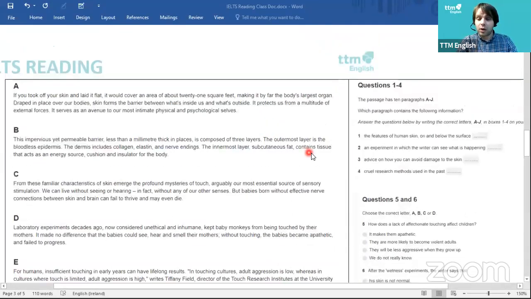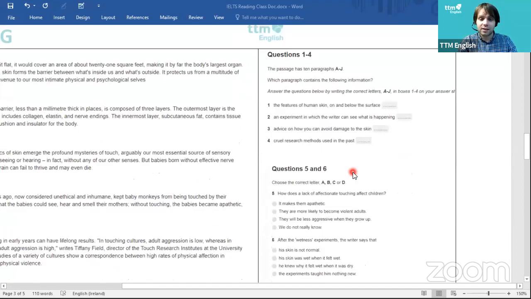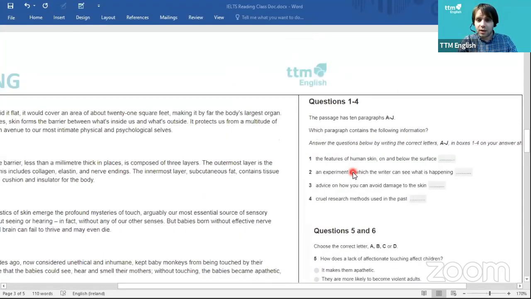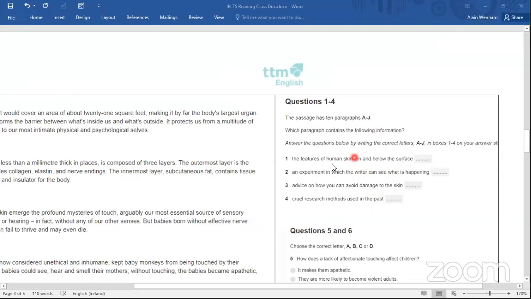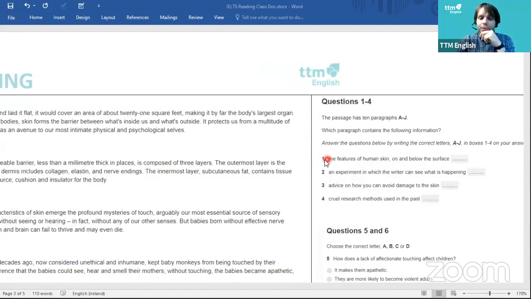Here is the first set of questions we've got. So let's try and do this together. Now, I can't give you all of the texts, so we have to kind of do this together. All right, so can everyone read the questions here? Yes. So the passage has 10 paragraphs, A to J. Which paragraphs contain the following information? Answer the questions below by writing the correct letters A to J in boxes 1 to 4. Okay, so Sophia.